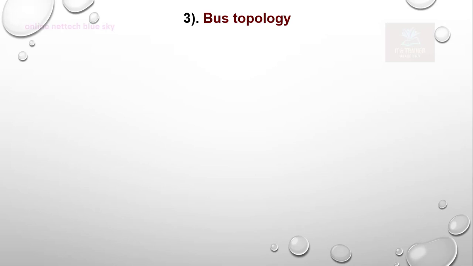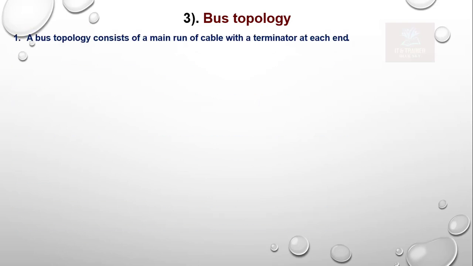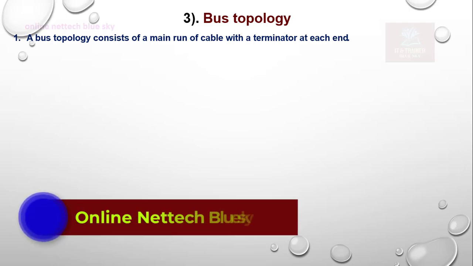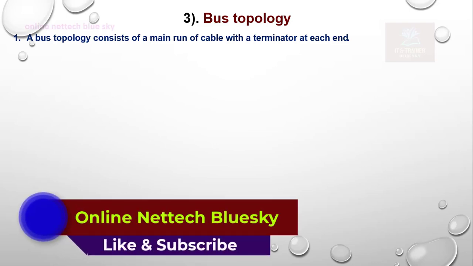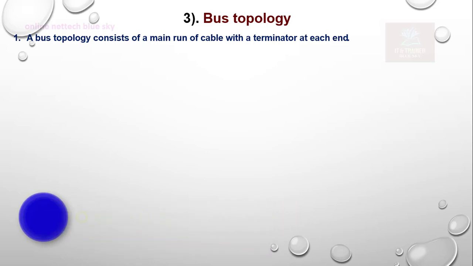So you can see just a bus topology. Why is this topology called bus? First understand, a bus topology consists of a main run of cable with a terminator at each end. Why a terminator at each end? Why terminate the cable?